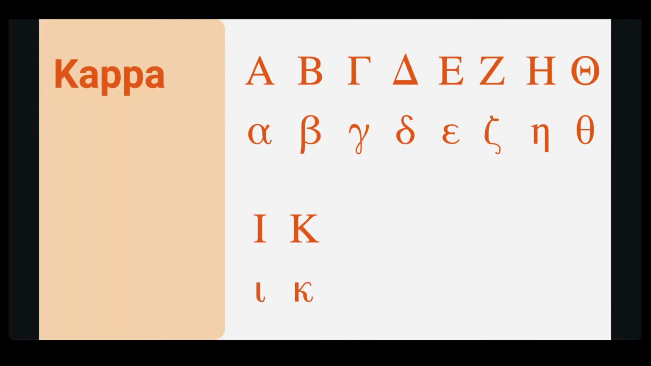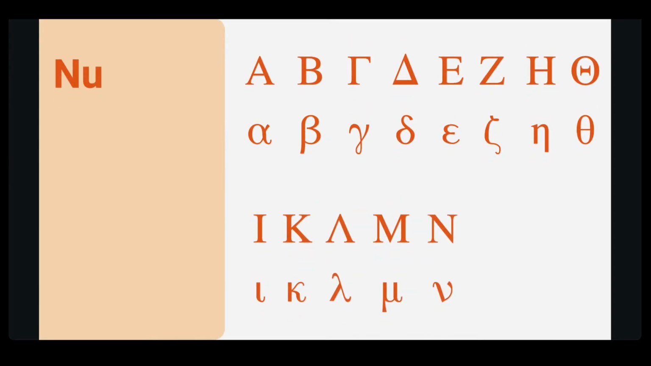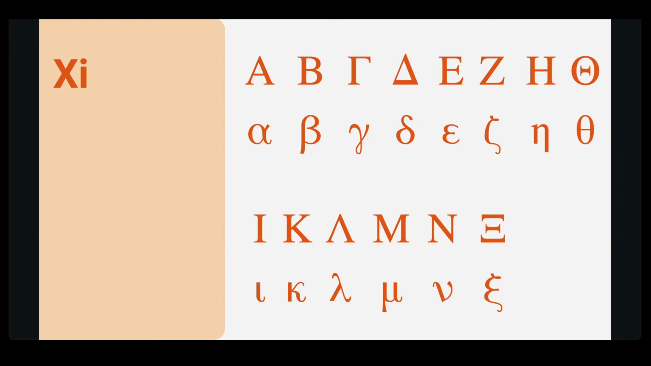Then there's kappa, which is a K, like in kick. Lambda, which is an L. Mu, which makes an M sound, like in mother. Nu, which makes an N sound, as in night. Xi, this makes the X sound, or a KS combination, like we get at the end of the word kicks. That KS sound can be one letter in Greek. Xi.